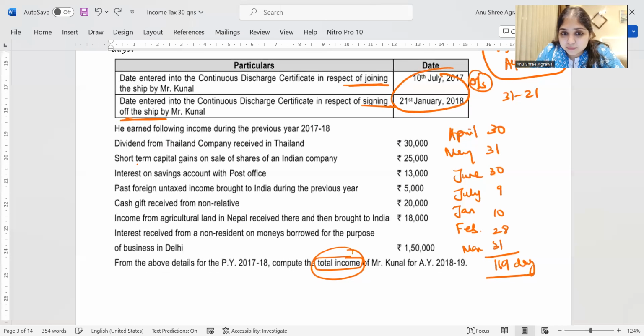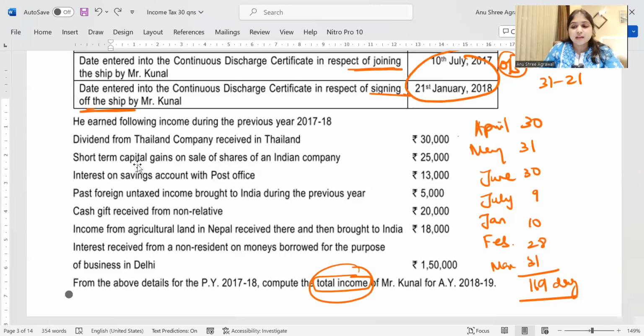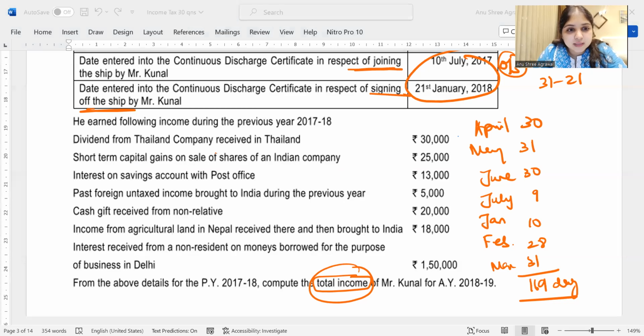Dividend from a Thailand company received in Thailand. He's a non-resident. Will you consider this income? I will not. Why will I not? Because it's from a Thailand company, so the source is outside India. It is also received outside India. So I will not consider it.